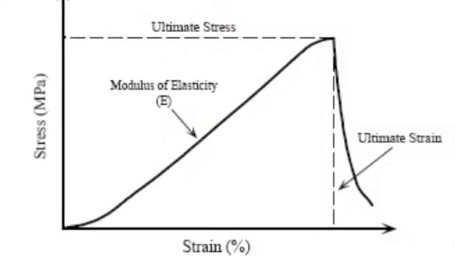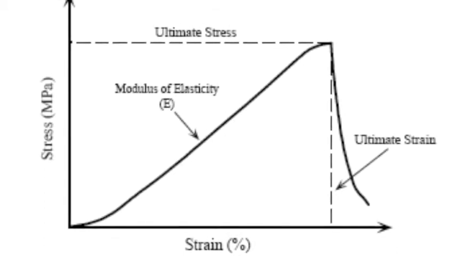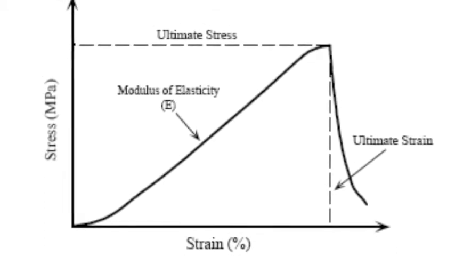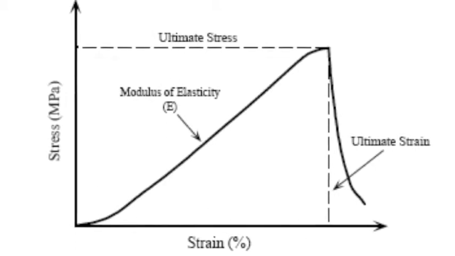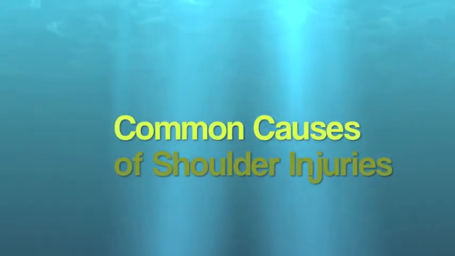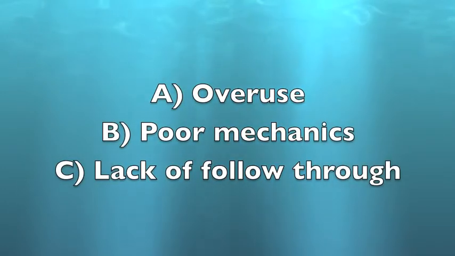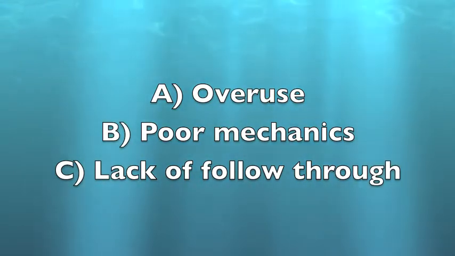Based on what we learned in lecture, putting increased stress on the biceps muscle and tendon could ultimately lead to putting the ultimate stress on the tendon, leading to a failure of the tendon and potentially tearing or further damage to the tendon. Some of the common causes of shoulder injuries from windmill pitching are due to putting extra stress on the shoulder and biceps tendon. These causes include, and are not limited to, overuse, poor mechanics, and lack of follow-through.